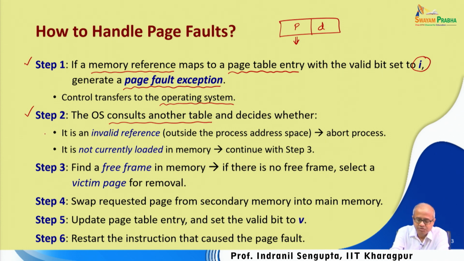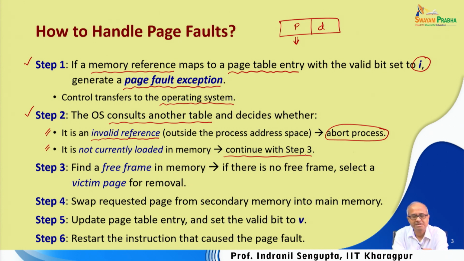So, it will decide which of these two is true: whether it is an invalid reference, that means you are trying to access a memory location which is not a valid access within the process address space. If it is so, then there is something wrong in your program, you are trying to access an invalid memory location. So, typically some error message will be generated and the process will be stopped, the process will be aborted. But the second one is more common, that the entry was marked as invalid because the corresponding page is currently not in memory. If it is the second case, then you continue with the next step, step 3.